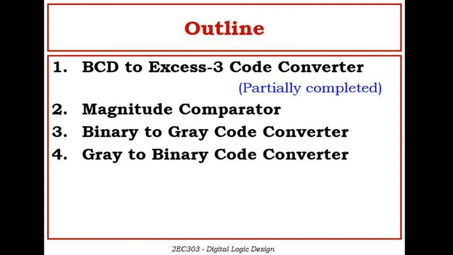Then after we will have two more examples on combinational logic design for the code converter, that is binary to gray code converter and gray to binary code converter. Using K-map we can have the Boolean expression and gate level circuit.